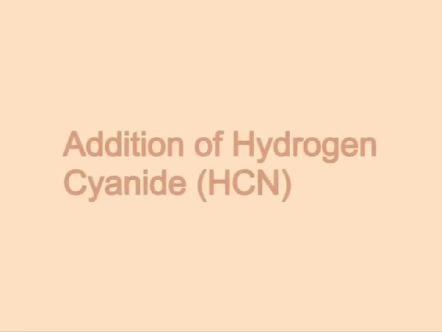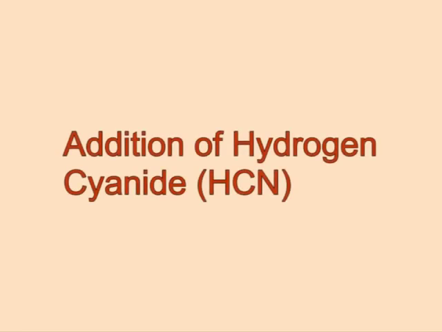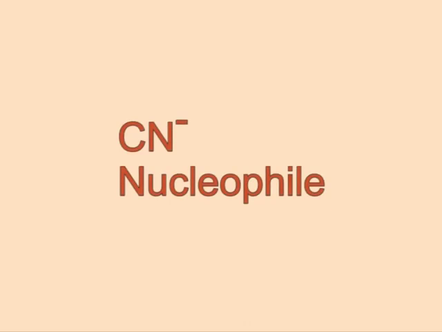We will first learn about addition of hydrogen cyanide, that is HCN. With hydrogen cyanide, carbonyl compounds form cyanohydrins, preferably in basic medium, in order to generate cyanide anion, that is CN negative, for the nucleophile attack.